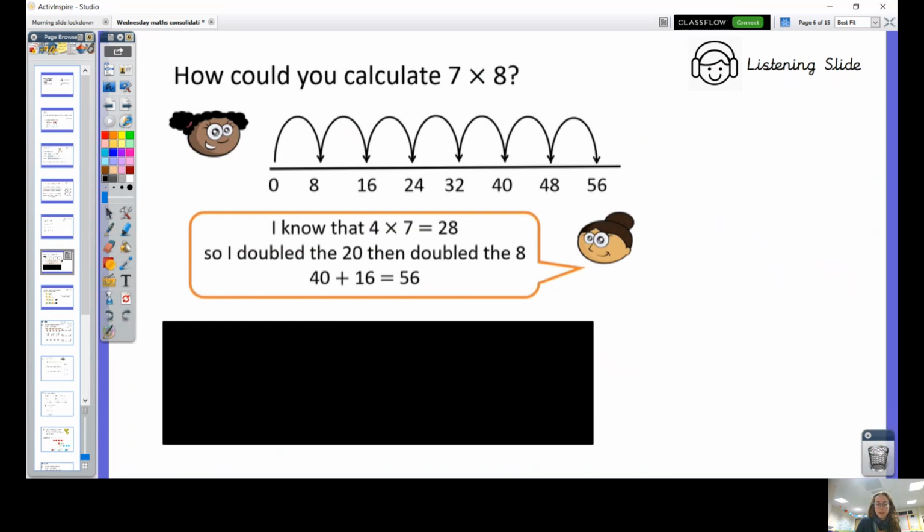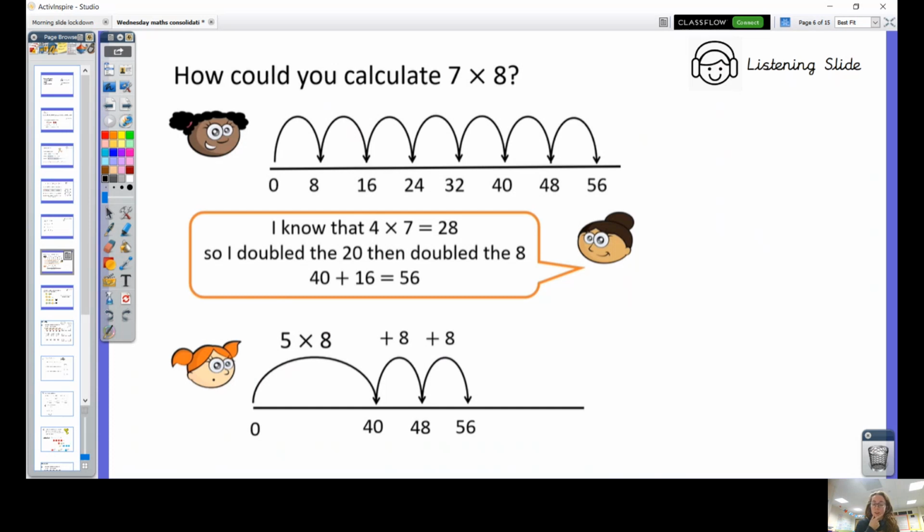Now this different girl here, she said, I know that 4 times 7 is 28. So I doubled the 20 and then doubled the 8, and I've got the answer. She knows that the answer to 4 times 7, double that, and that's going to be 8 times 7, which is what we talked about earlier. So she doubled the 10s, doubled the 1s, and she got her answer 56, which was correct.